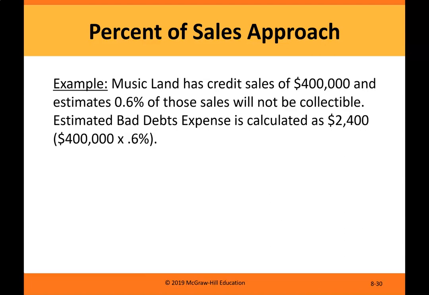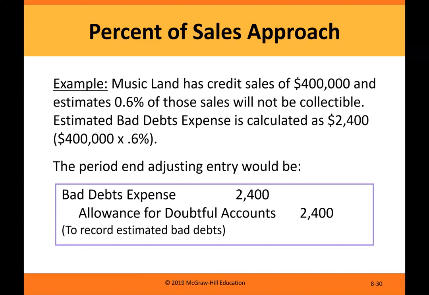Example: Musicland has credit sales of $400,000 and estimates 0.6% of these sales will not be collectible. Estimated bad debts expense is calculated as $2,400, which is $400,000 times 0.6%. The period end adjusting entry would be debit bad debt expense for $2,400, credit allowance for doubtful accounts $2,400, to record estimated bad debts.